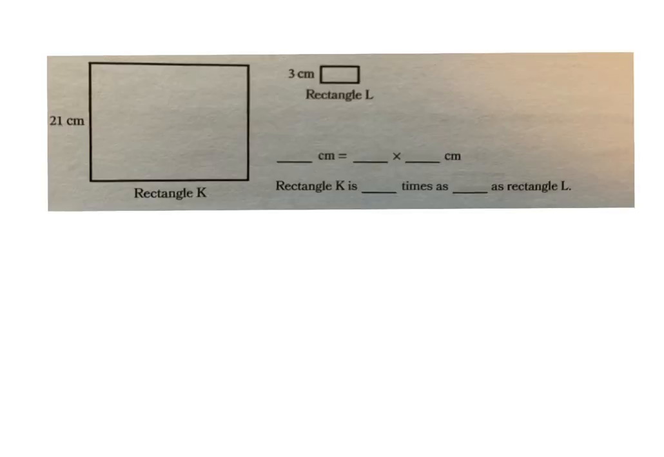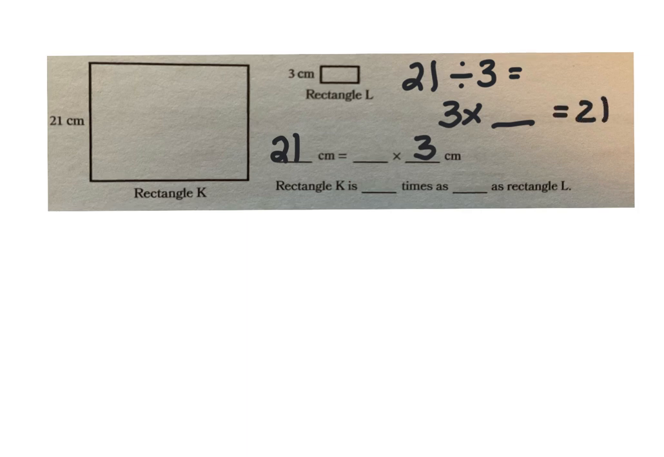Okay, and the next one, we have a rectangle K and a rectangle L. We see that in the big one, rectangle K, we have 21 centimeters. But we don't know how many times as long rectangle K is compared to rectangle L. We do know that rectangle L is 3 centimeters, so I'm going to put 3. We have to figure out that missing number, so let's do the inverse operation: 21 divided by 3. Or we can say 3 times what gives us 21? With our facts, we know that 3 times 7 is 21. So we're going to put 7 here.